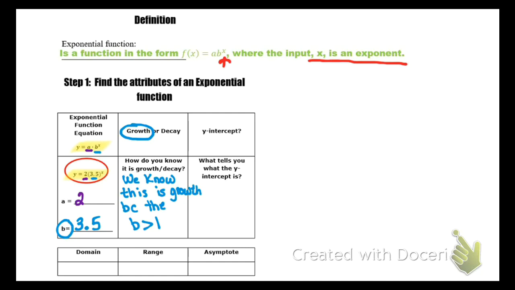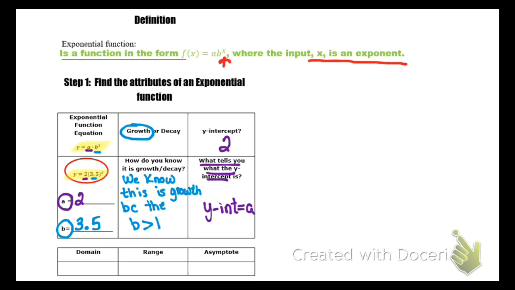Now let's take a look at what the y-intercept is. The y-intercept is 2. And I know that my y-intercept is 2 because my y-intercept is represented by the a value. So the y-intercept is equal to a in our equation. Okay, now to answer the other questions, the domain, the range, and the asymptote, I need to look at the graph of this exponential function.